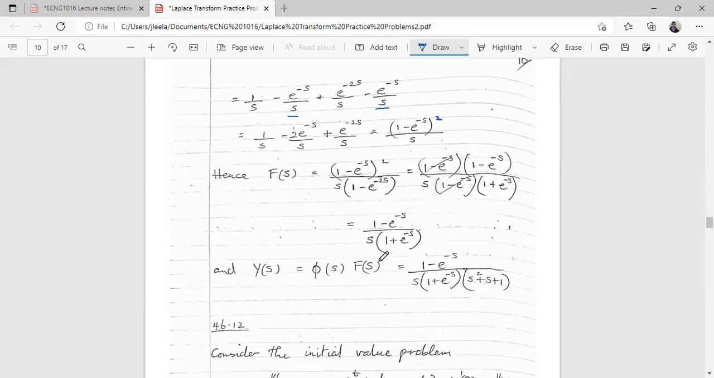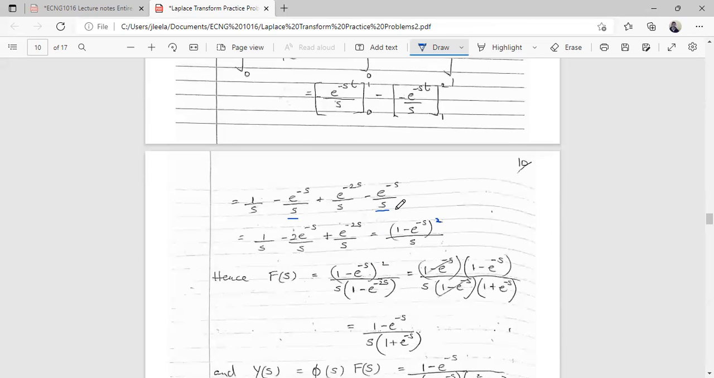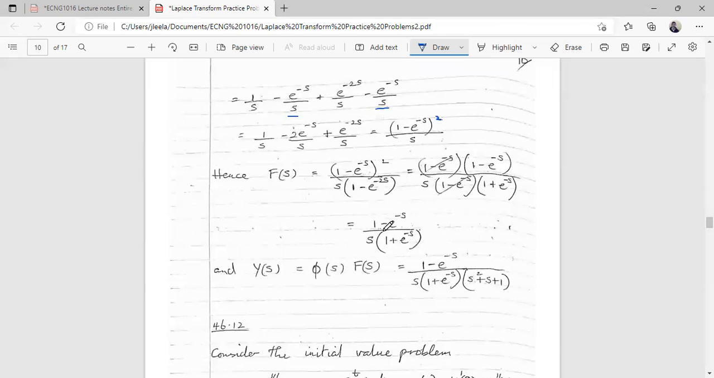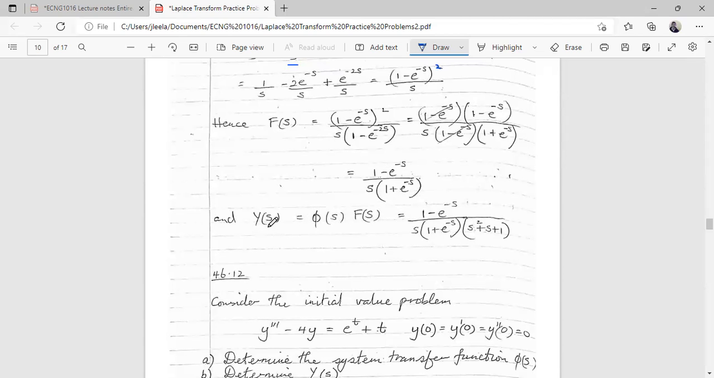So your Ys would be the transfer function times Fs. The transfer function here is 1 over s squared plus s plus 1. So you're just multiplying this by 1 over s squared plus s plus 1. You end up with 1 minus e to the minus s over s into 1 plus e to the minus s into s squared plus s plus 1. So this is your Ys here. Now they didn't ask us to find yt.